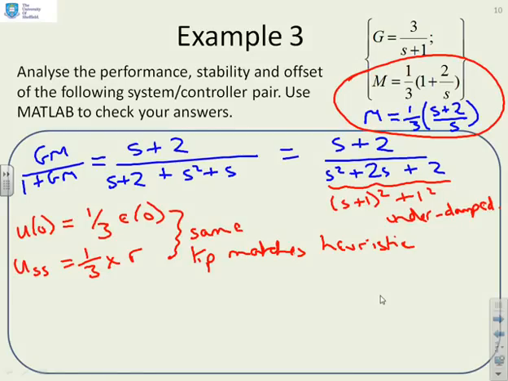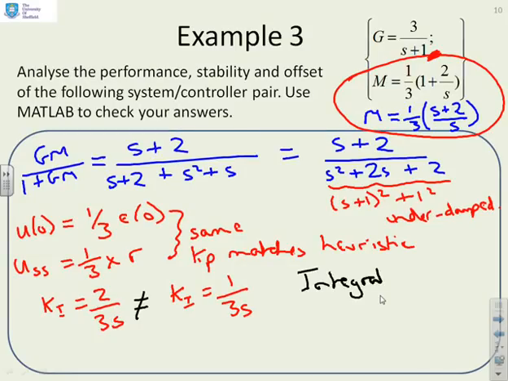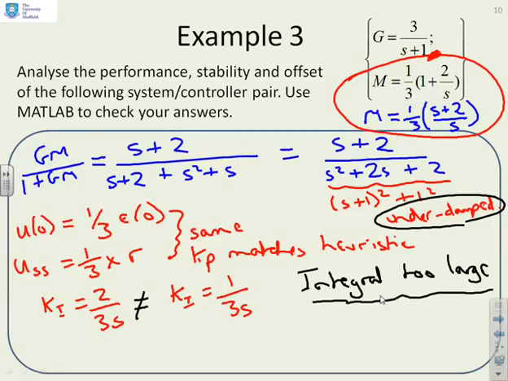What about KI? Well, in this particular case, what have we got? We've got that KI equals 2 over 3s. But if you look at the heuristic design and you notice that the desired time constant there is 1, then the heuristic design would have KI equals 1 over 3s. And you'll see these two are not the same. In other words, the integral is too large. And so this oscillation, this underdamping, has happened because you've made the integral bigger than it needs to be. And if you want to reduce it, you could try the heuristic, which would be a third into 1 plus 1 over s.